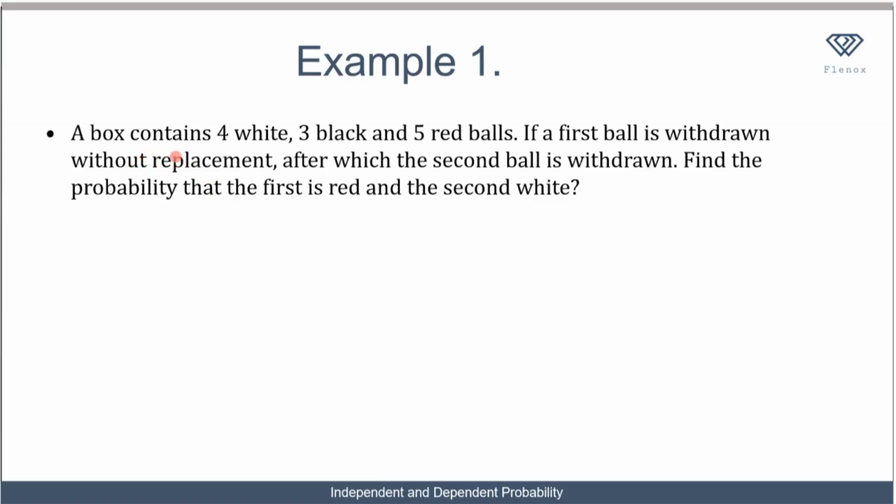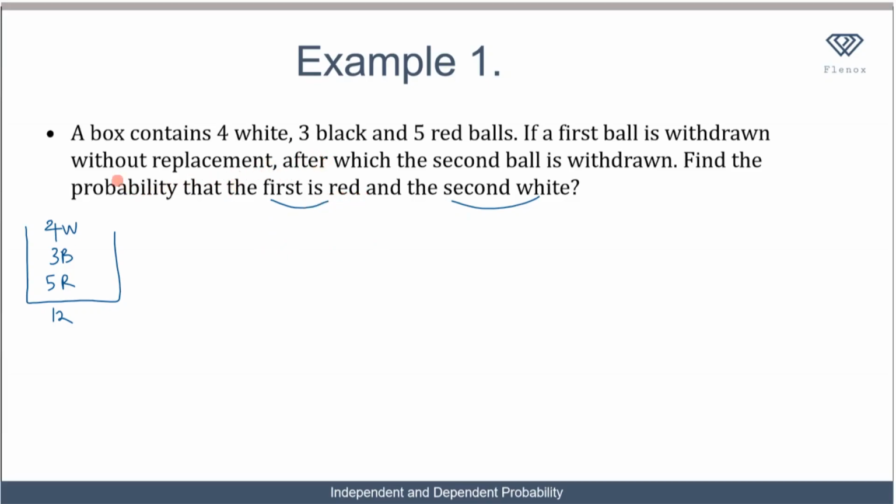And here we are told that a box contains 4 whites, 3 black and 5 reds. I've tried to make use of the same example so that we can easily compare the results. So we have 4 white, 3 black and 5 red balls. So we know that altogether we have 12 balls. If a first ball is withdrawn without replacement, after which the second ball is drawn, find the probability that the first is red and the second is white. So now we are trying to find the probability of the first red and the second white.